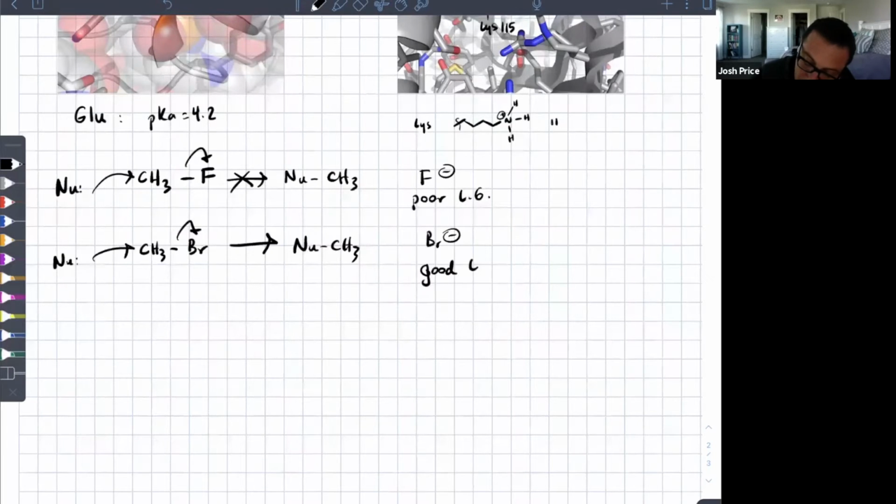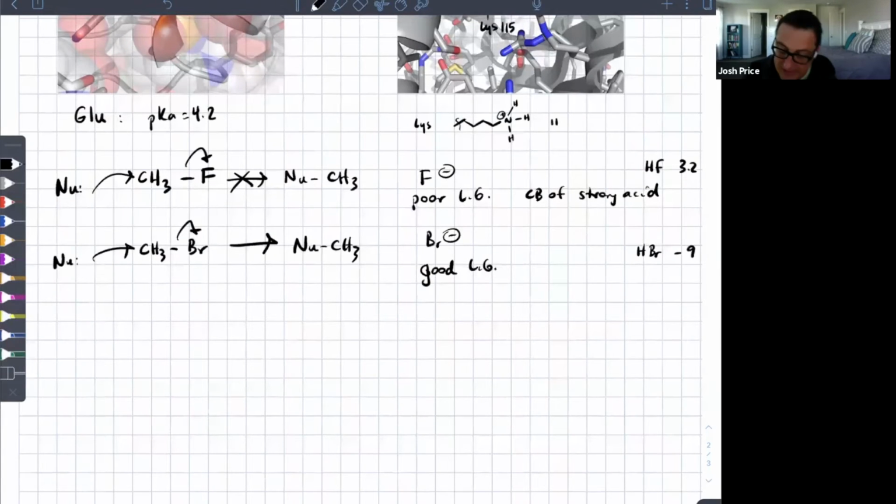What makes a good leaving group good? Well, a good leaving group is the conjugate base of a strong acid, because that's what makes the strong acid strong. HF has a pKa of 3.2, HBr has a pKa of -9. Okay, so we use pKa trends to talk about leaving group ability, but we can also use pKa trends to talk about the strength of the nucleophile.